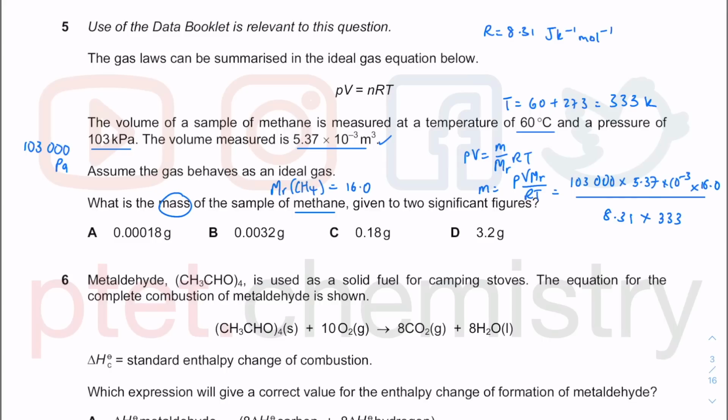I get 3.19. So the mass there is 3.198 to 2 significant figures. So 1 and 2 significant figures. We look at the third one. There's definitely 3.2 gram there.